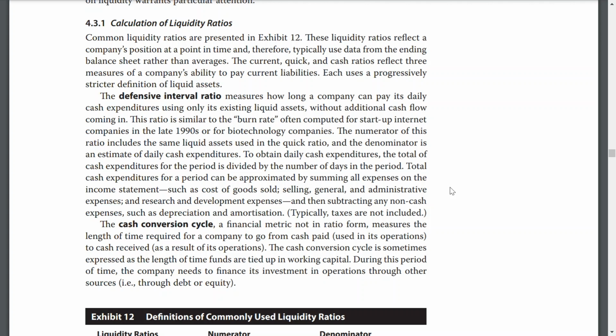The cash conversion cycle, a financial metric, not in ratio form, measures the length of time required for a company to go from cash paid, usually in its operations, to cash received. The cash conversion cycle is sometimes expressed as the length of time that funds are tied up in working capital during the period of time the company needs to finance its investments in operations through other sources, i.e., through debt or equity.